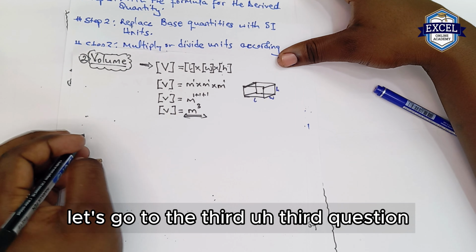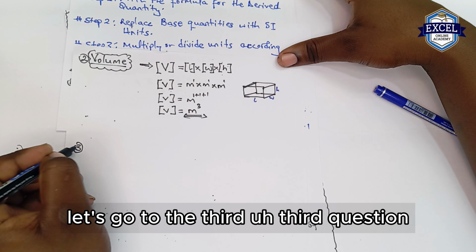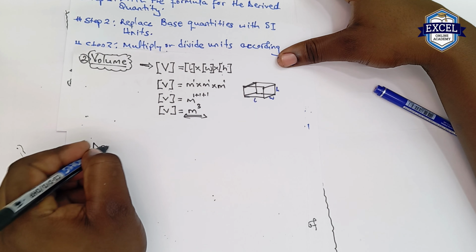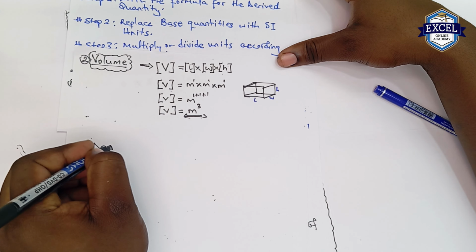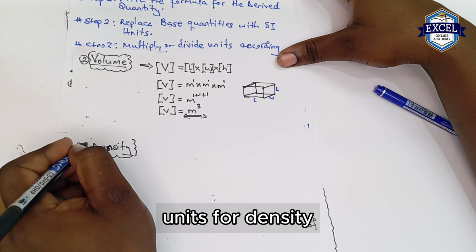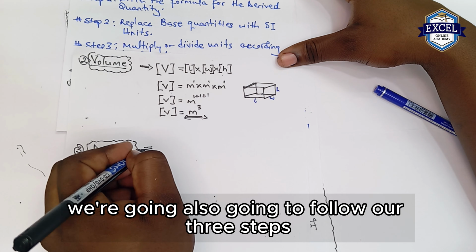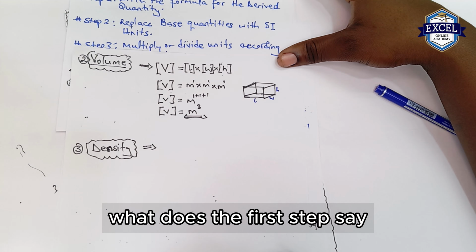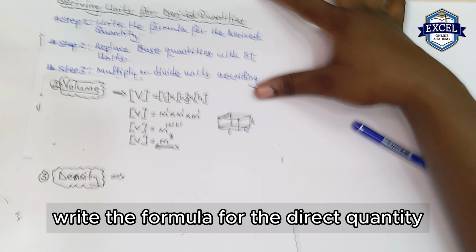Let's go to the third question. We're going to derive units for density. Units for density. I'm also going to follow our 3 steps. What does the first step say? Write the formula for the derived quantity.